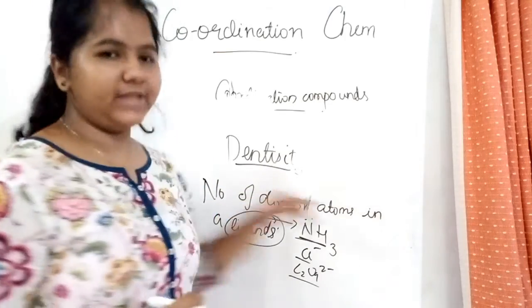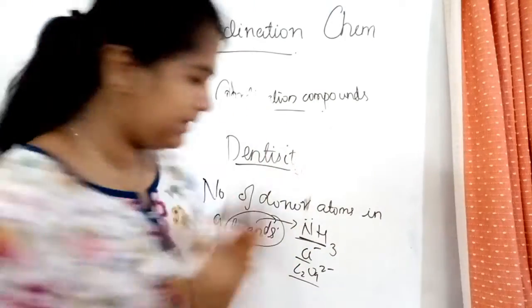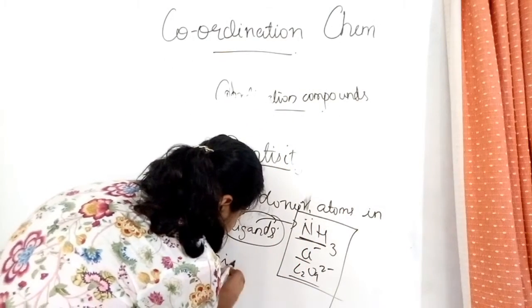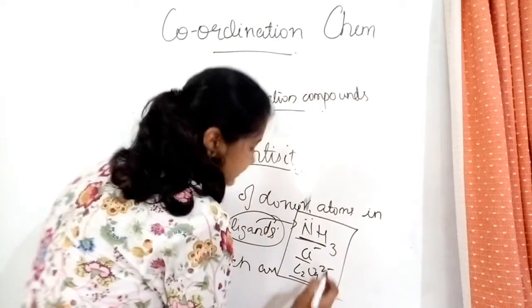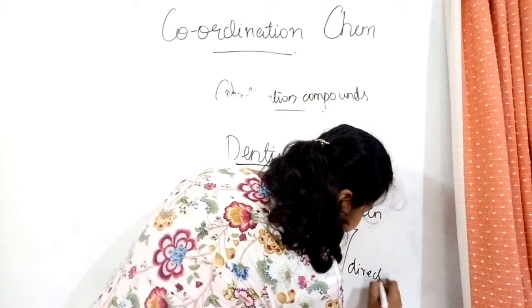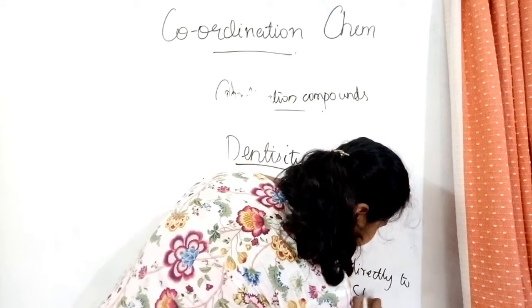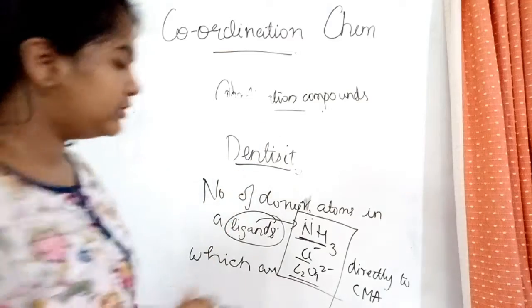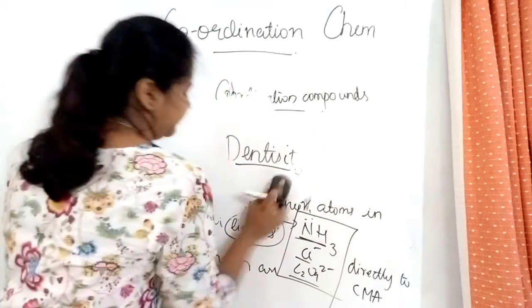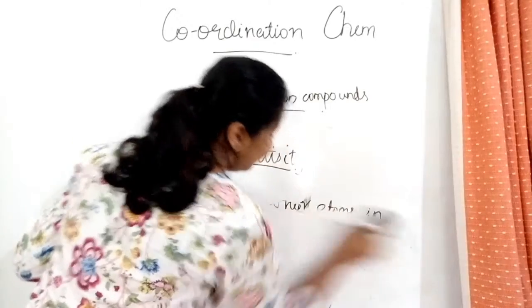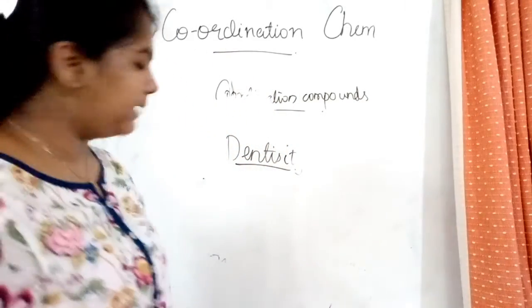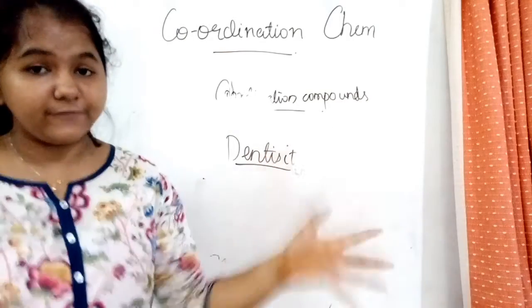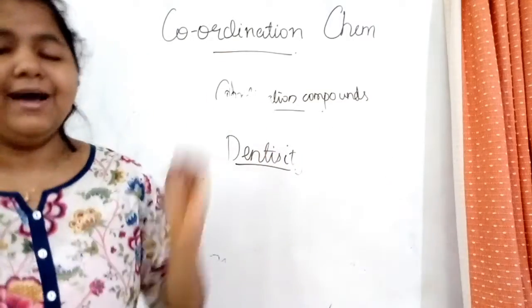So denticity is the number of donor atoms in a ligand which are directly bonded to the central metal atom. Okay, so this is what denticity is. We have to learn about a few types of denticities: monodentate ligands, bidentate ligands, tridentate ligands, chelating ligands, etc. There are a lot of them, from which we only learn a very few.